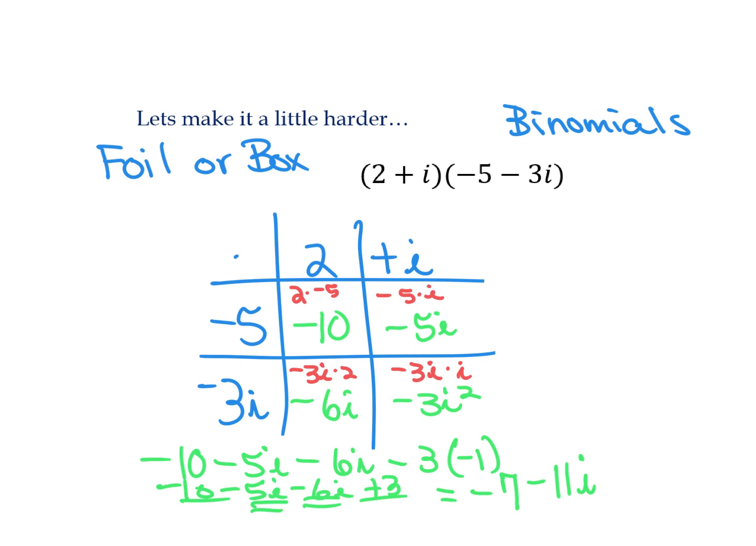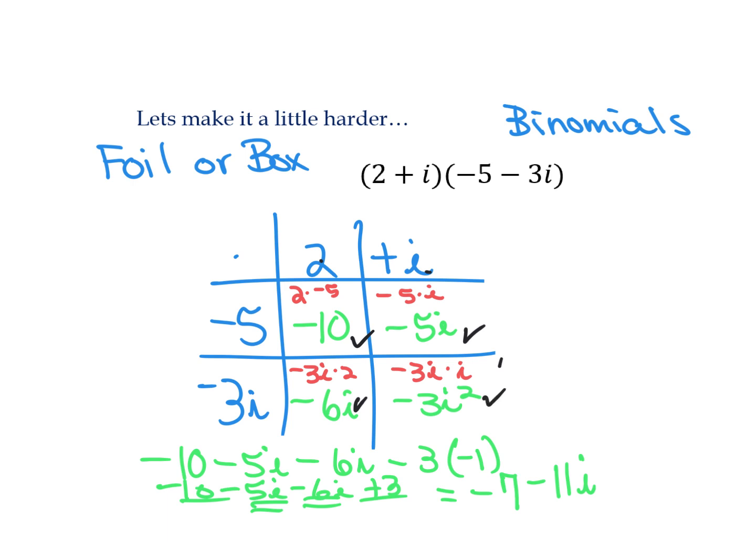This is kind of like an old multiplication table. We multiply what's on the side times what's on the top. So I'm going to do -5 times 2, which is -10. -5 times i, which is -5i. I have -3i times 2, which is -6i. And -3i times i, which is -3i squared.